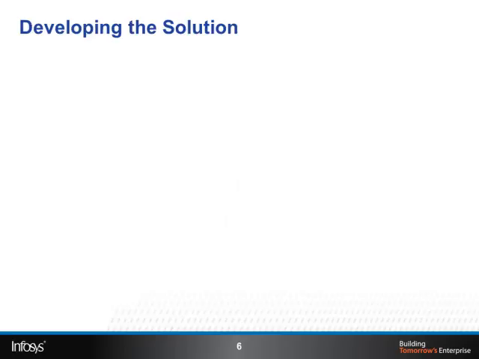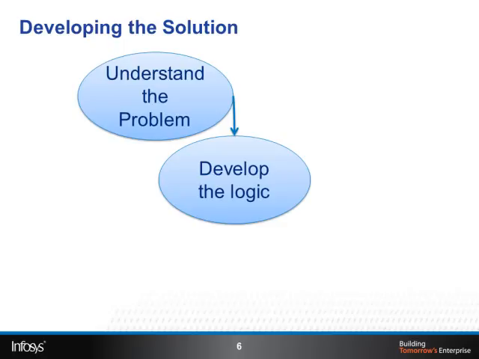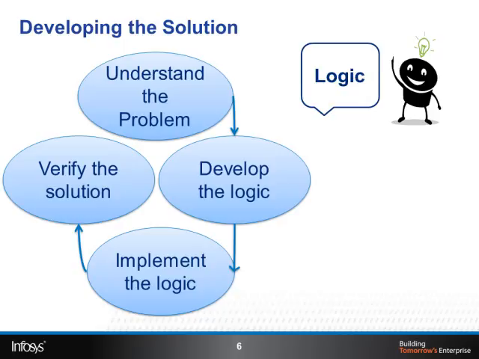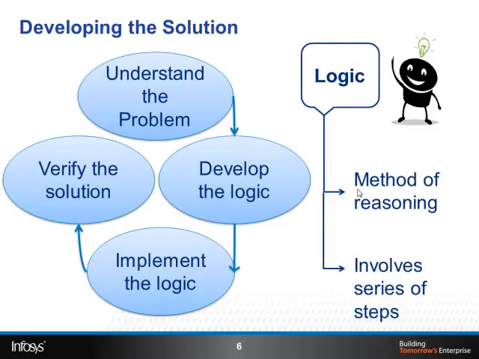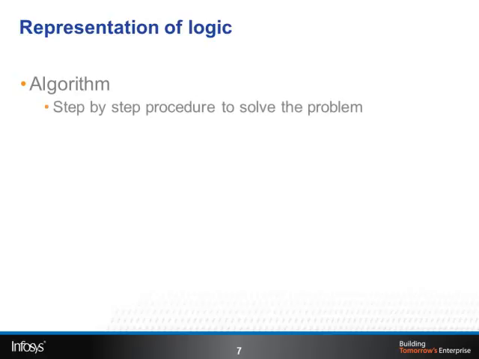To solve a problem, first we must understand the given problem. Then we develop a suitable logic, followed by implementing it and verifying the solution. Logic is a method of reasoning and it requires thinking in a step-by-step manner. We need to represent the logic in some form. We use algorithms to represent the logic. An algorithm is a step-by-step procedure to solve problems.